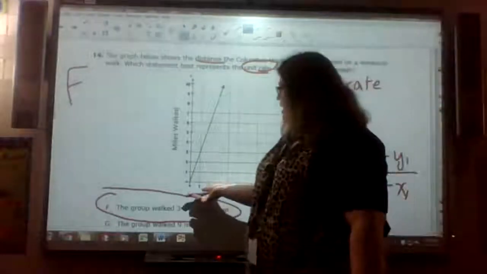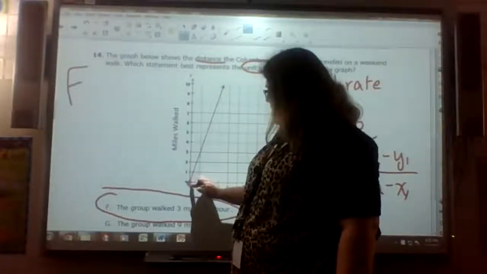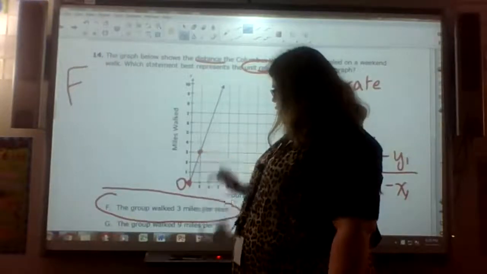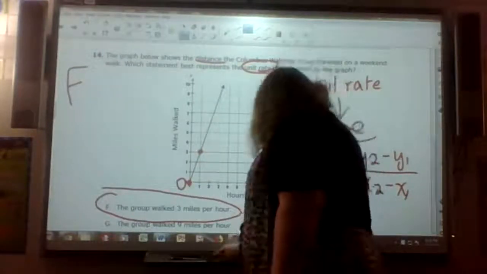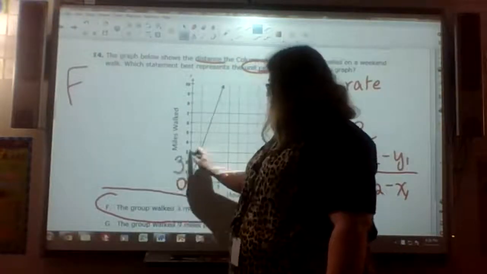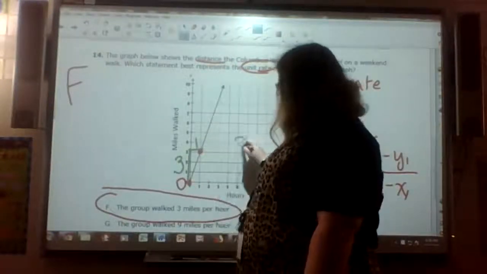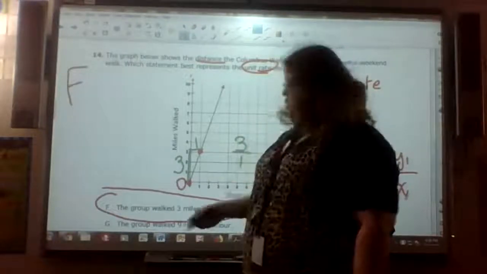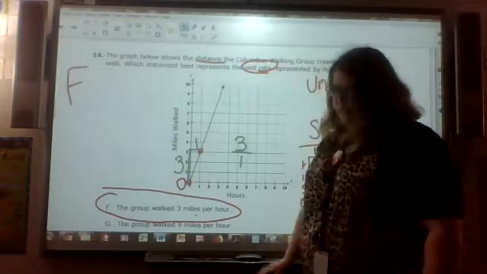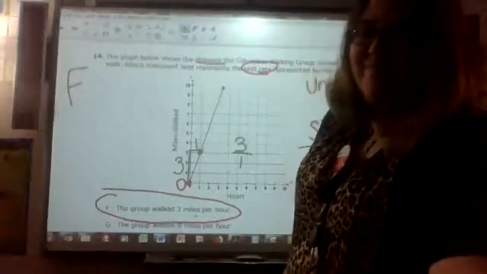So I'm going to look here. I see a perfect point at 0, 0. I see a perfect point at 1, 3. So I notice I'm going to go up 3, to the right 1. So my slope is 3 over 1, which is F. F.